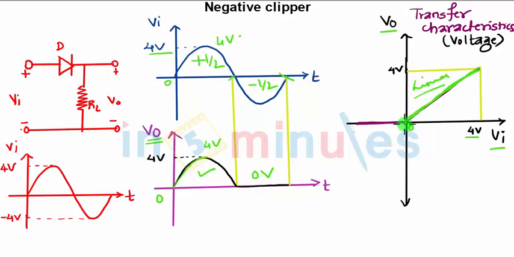In the negative half cycle, from 0 to minus 4 volts, you are not getting any output. So for 0 to minus 4 volts, the characteristic is this. This is how the voltage transfer characteristics is drawn for the negative clipper. These are the output waveforms and the transfer characteristics. This is the entire analysis of the negative clipper.